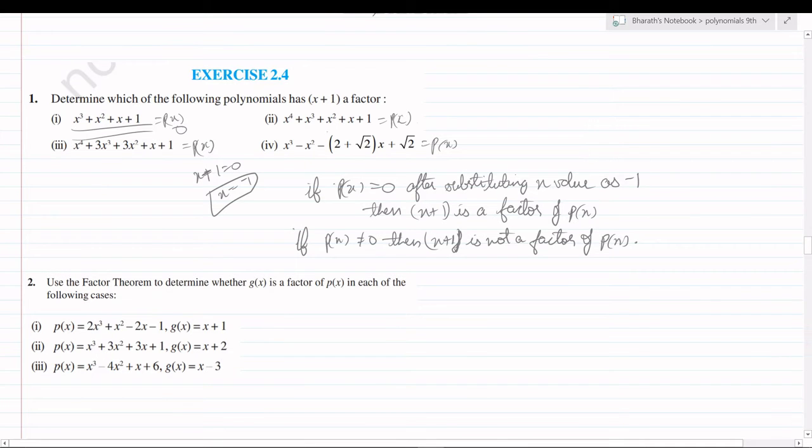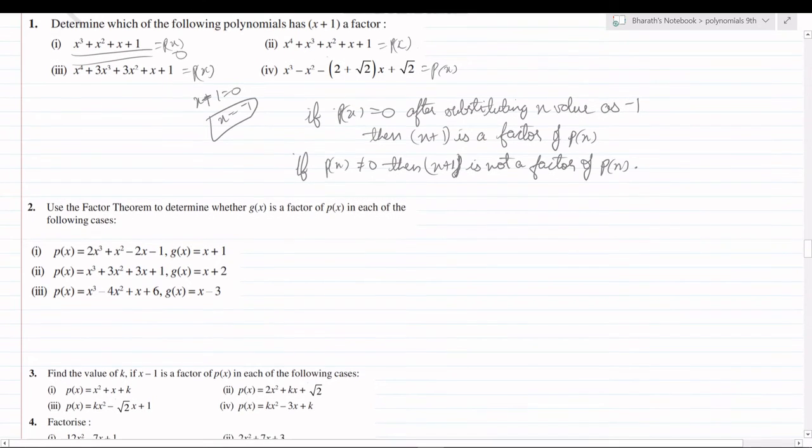Use factor theorem to determine whether g of x is a factor. Same thing, substitute it to 0. This also, substitute it to 0. You get x value as minus 1, x value as minus 2, x value as 3. If p of x is equal to 0, then it is a factor. If it is not equal to 0, then it's not a factor.